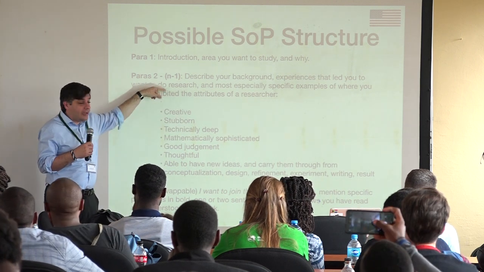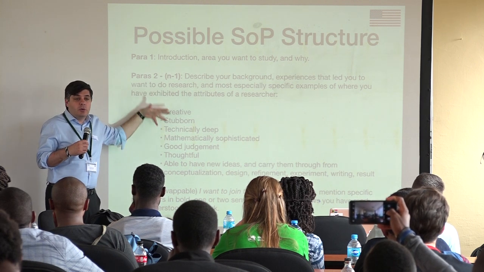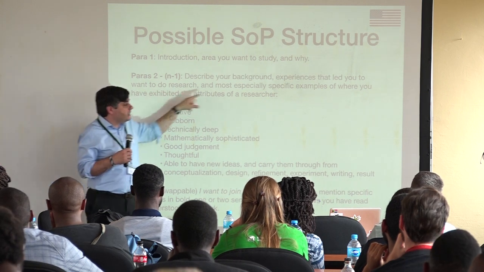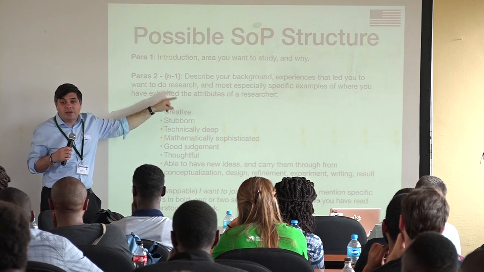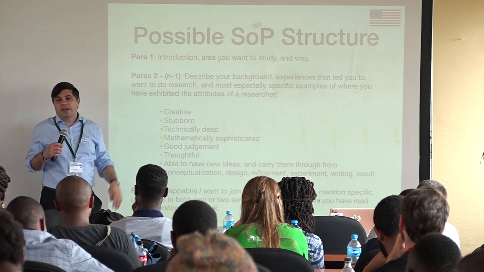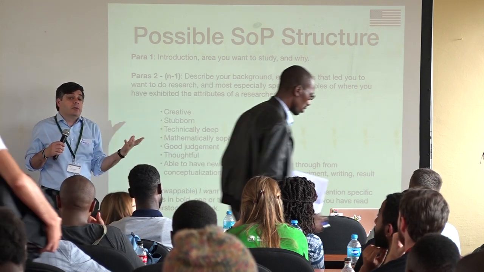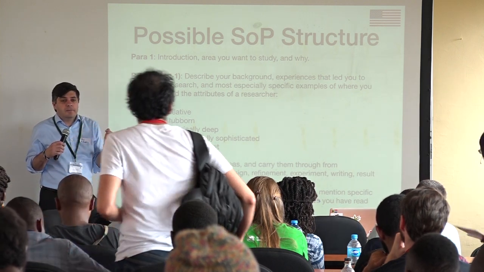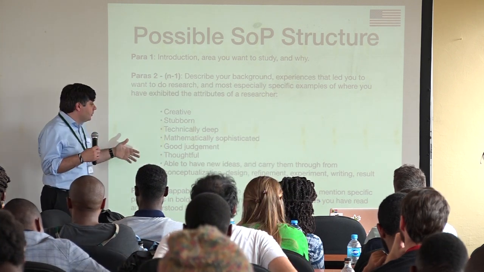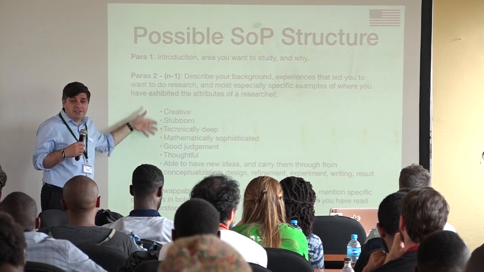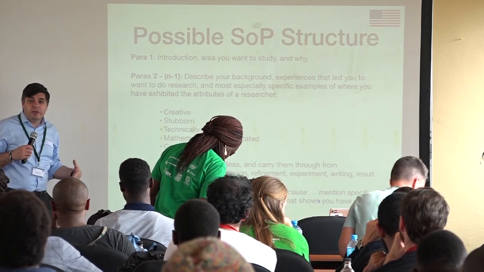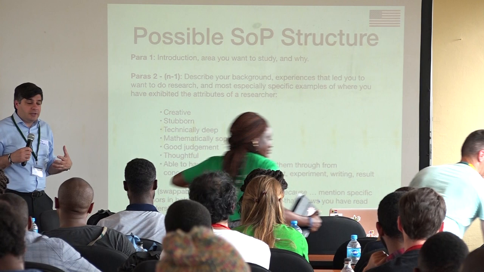And then paragraphs 2 to N-1 should describe your background, all the cool and interesting projects that you've done, experiences that led you to want to do research, and especially specific examples of where you did things or exhibited the attributes of a researcher. So if you tell a story of that time you built a system and then it didn't work and then you had to figure out a way around it, or you implemented something that was in a paper and it worked, but then you got curious about why it broke on certain examples, and then you dug in a little bit further, right? If you can show but not tell that you have these attributes, with specific examples, that's really helpful because it provides evidence that you've got the characteristics of a researcher.